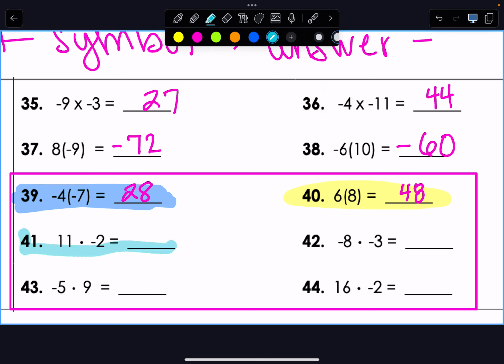Teal table, 41. What'd you get? Negative 22. Thumbs up, thumbs down. Do you agree with the teal table? I don't see a lot of thumbs. Thank you. All right. Green table, number 42.